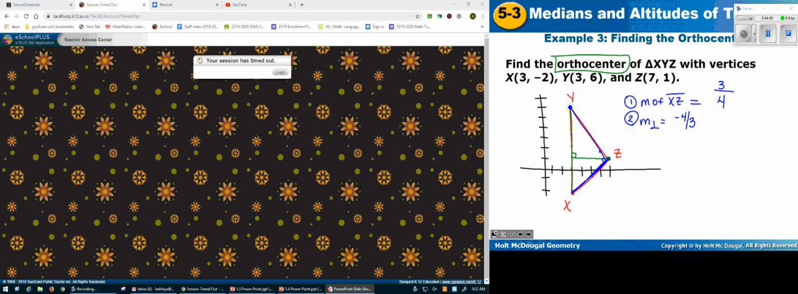This is the hardest one of them all today, because it crosses right here. That is not a whole number, right? Does everybody see where it's crossing on your paper? It's not a whole number. It's not at 7, 1, although it's really close to Z, which is at 7, 1. It's not exactly 7, 1. So we're going to have to solve for that point of intersection.